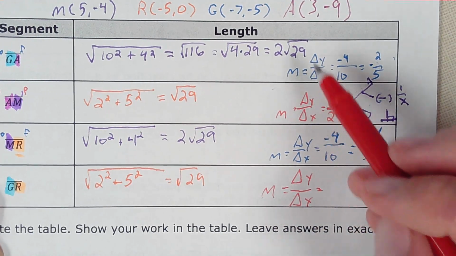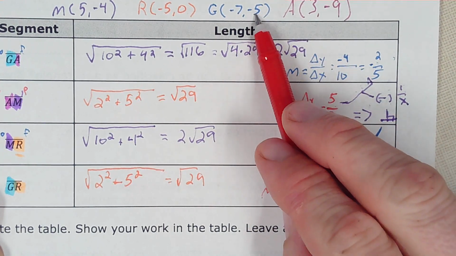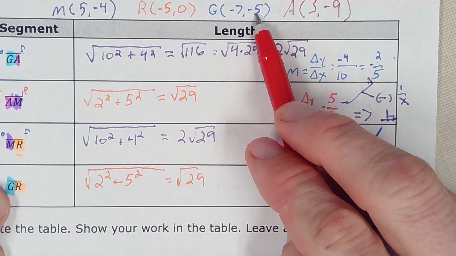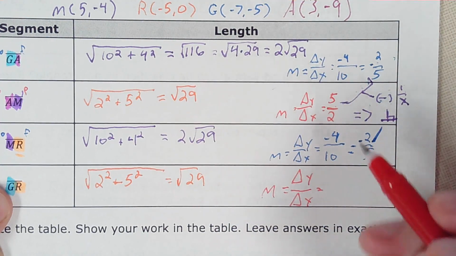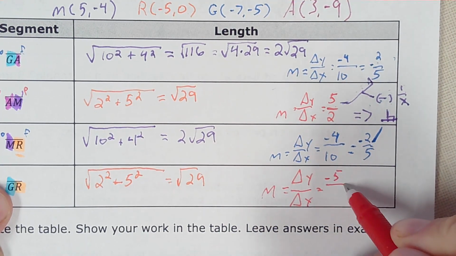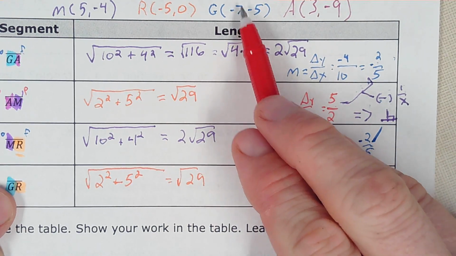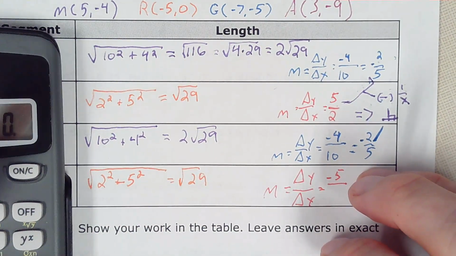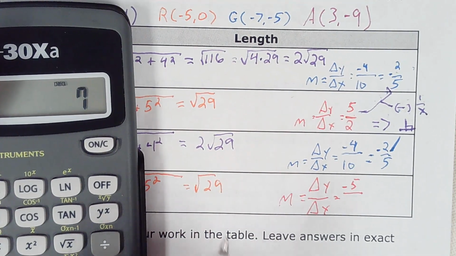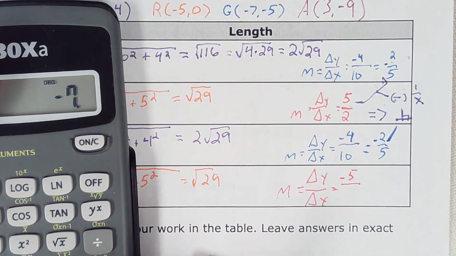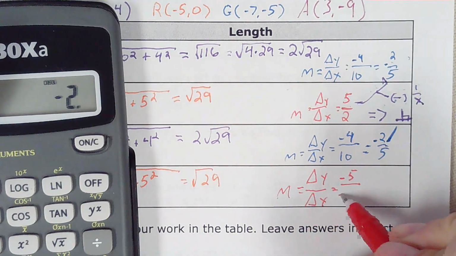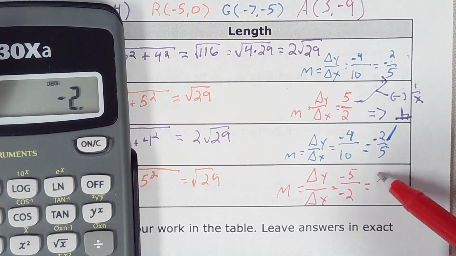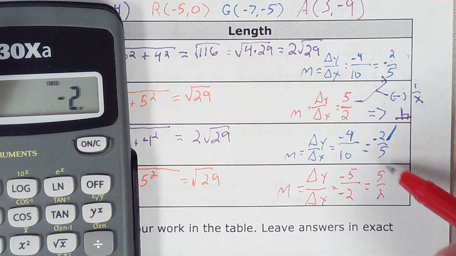All right, so for G, change in y is negative 5. Negative 5 minus 0 is negative 5, and then negative 7 minus 5 is, negative 7 minus negative 5 equals negative 2. So negative 5 over negative 2 equals 5 over 2, which is parallel to that.